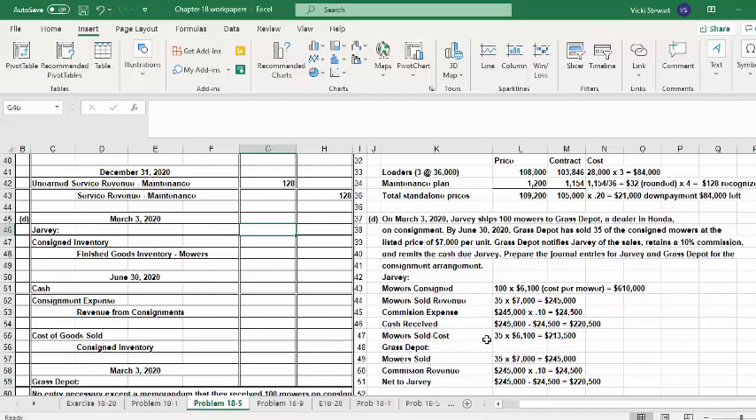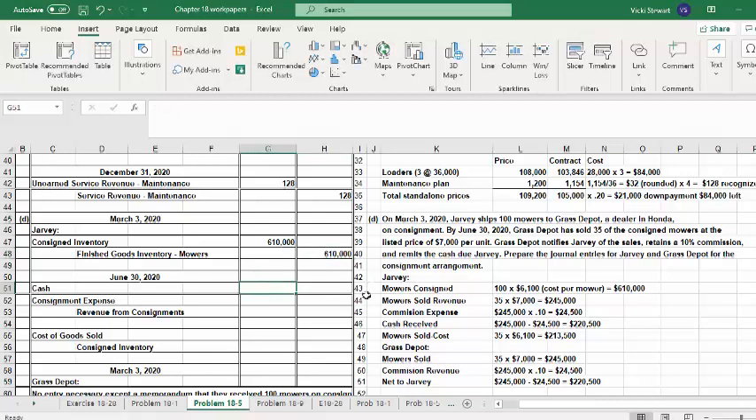So first we're going to record the entries just for Jarvie, the consigner, for the consignment of the 100 mowers. On March 3rd, when Jarvie ships the 100 mowers to Grass Depot, they would need to remove the cost of the consigned mowers from finished goods and debit it to consigned inventory. So 100 mowers at the cost of $6,100 each would be a debit to consigned inventory for $610,000 and a credit to finished goods inventory mowers for the same amount.